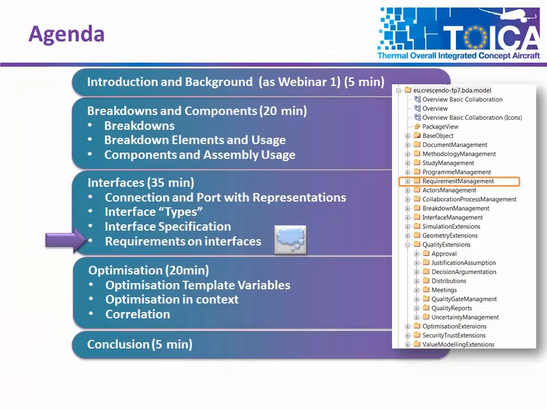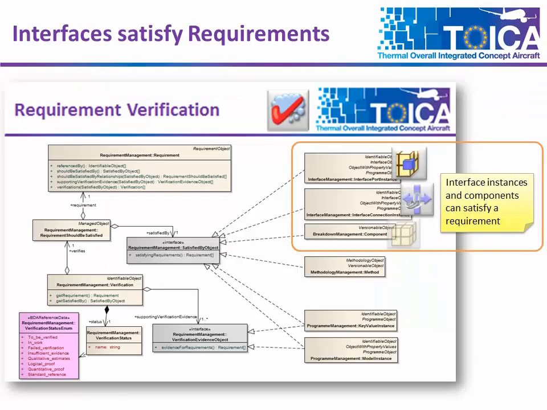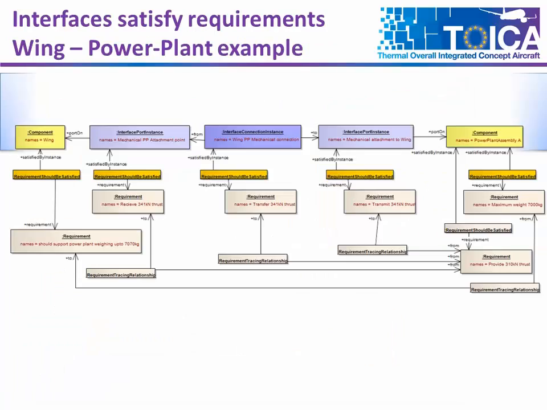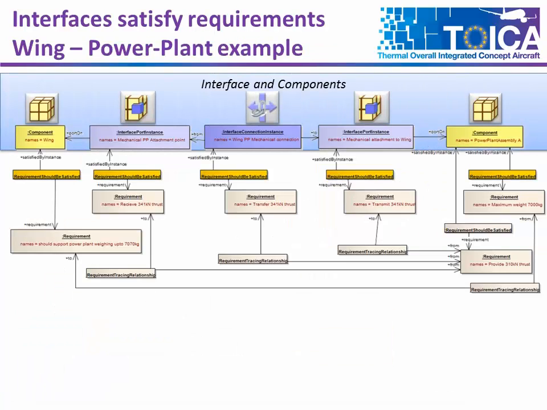The final section covers requirements with interfaces. As shown in the first webinar, requirements can be satisfied by something, and these things can be interface port instances, interface connection instances, and components. This is an example using business objects. It shows an interface early in the design cycle where it is not known how the engine is to be attached to the wing, just that it is attached and needs to transfer a certain amount of thrust.